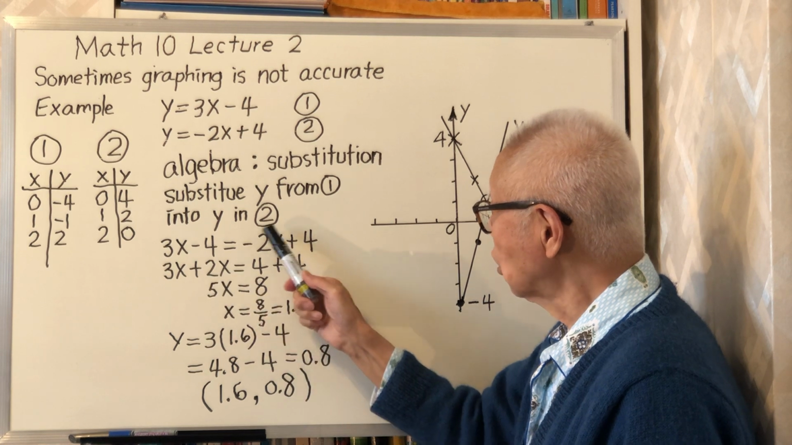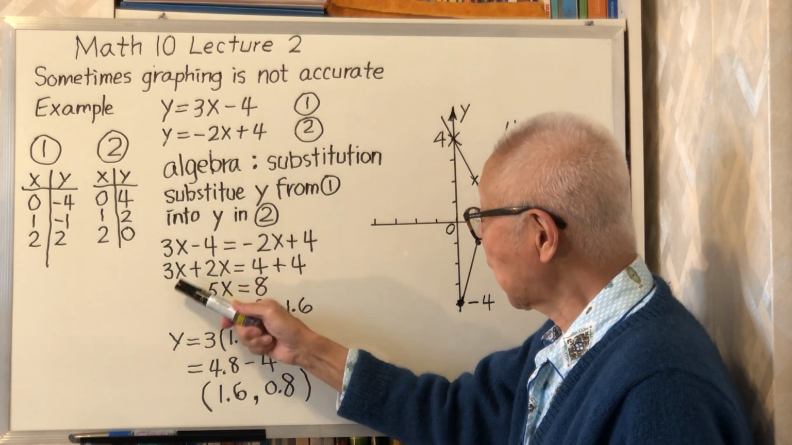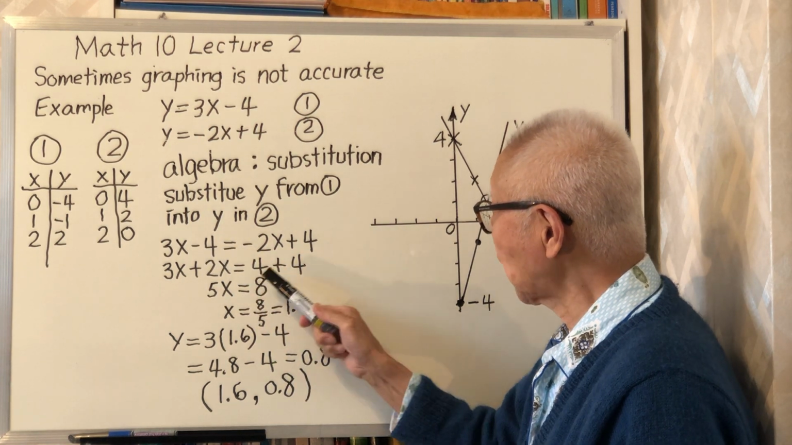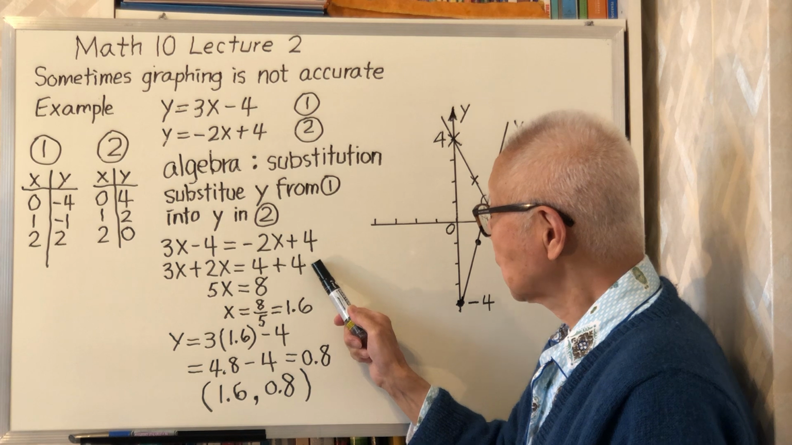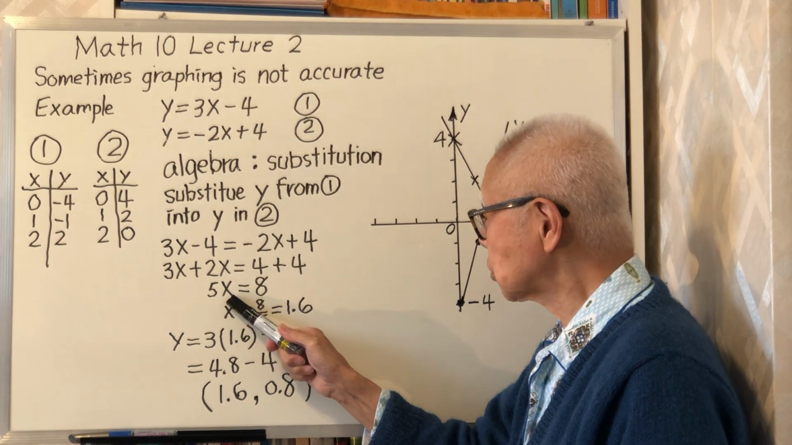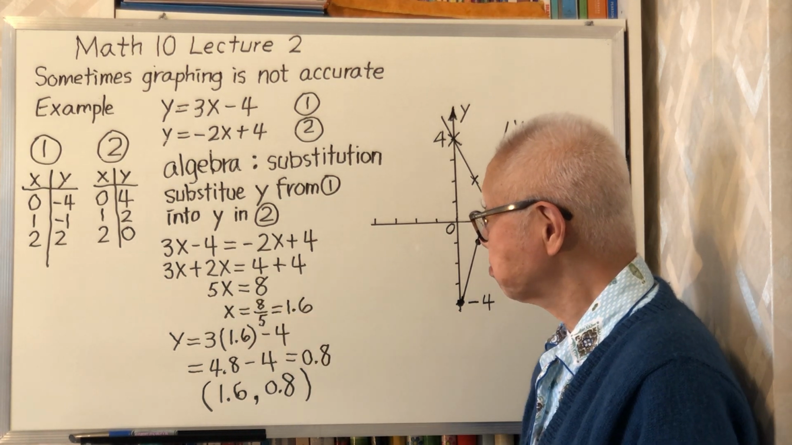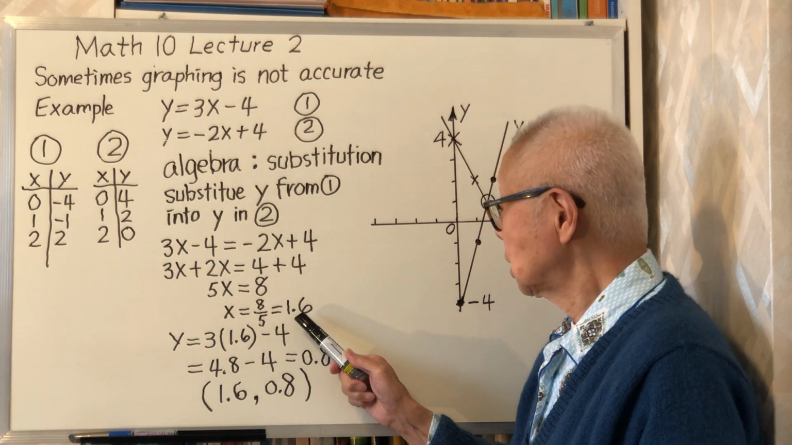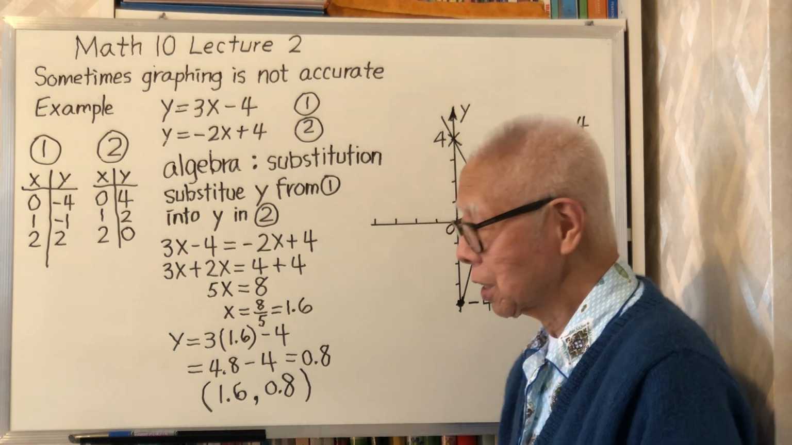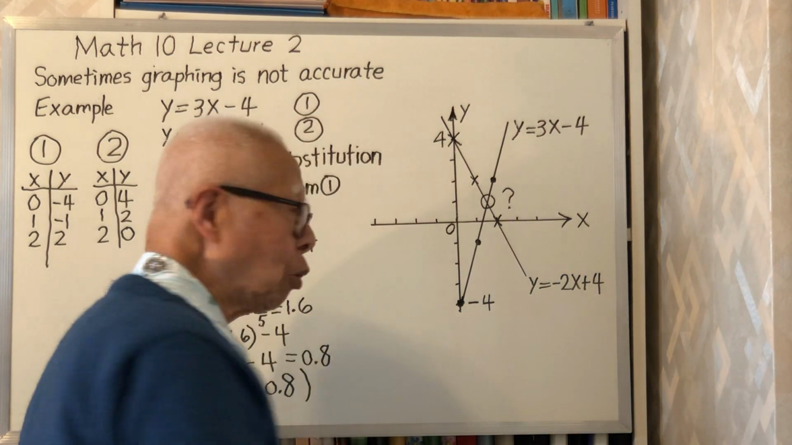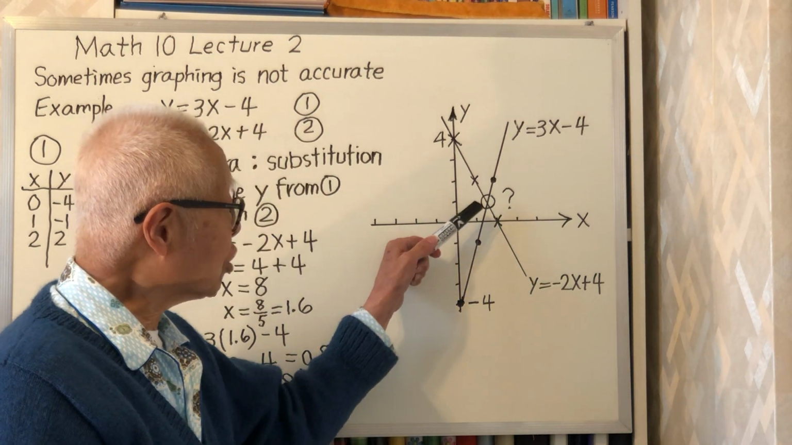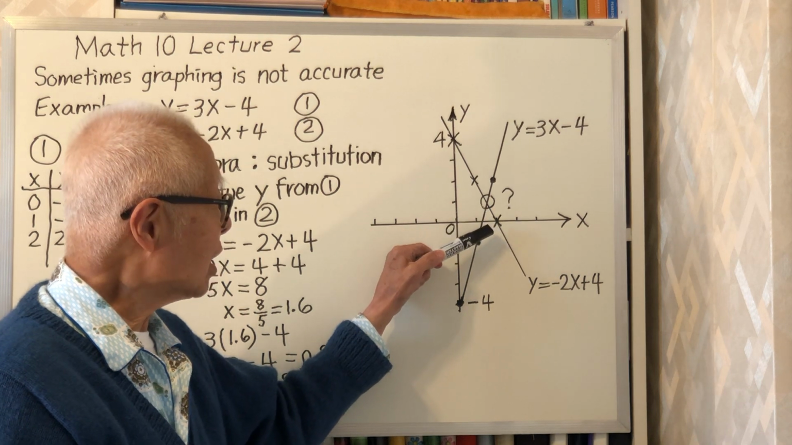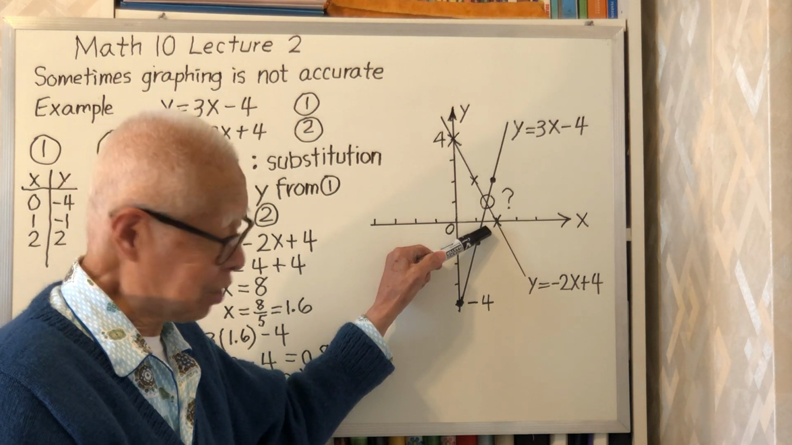So move this part to the left-hand side. Move the negative 4 to the right-hand side. I have 5x equals 8. So x is 8 over 5, which is 1.6. So now we know the x-coordinate of the point of intersection is 1.6.